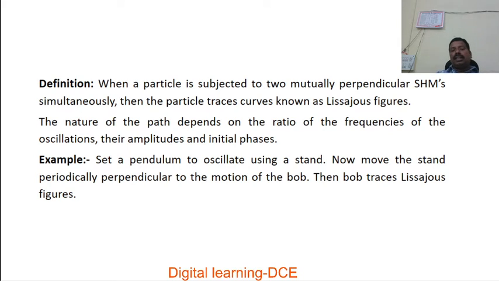An example for illustrating the Lissajous figures in the laboratory, a very simple example familiar to us, is the oscillation of a simple pendulum. With that simple pendulum, we can set up these Lissajous figures in the laboratory. Just set up a pendulum to oscillate using a stand. Now move the stand periodically perpendicular to the motion of the bob. Then the bob traces Lissajous figures. You can perform an experiment to illustrate these Lissajous figures in the laboratory with that simple pendulum bob.